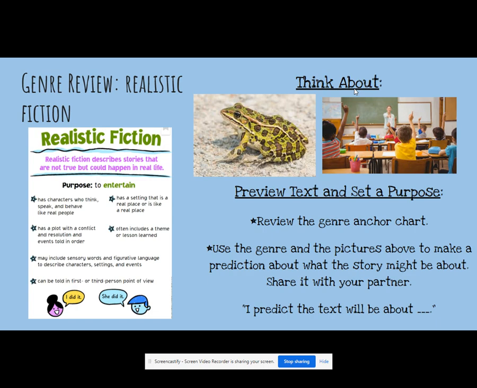Remember that this genre has the characteristics of fiction, so character, setting, a problem and a conflict, and a theme. So we're going to see that as we read, but it also sounds like it could be a real story. So I want you to look at the picture of the frog, and I want you to look at the picture of the classroom, and I want you to make a prediction about what you think this story could be about. Somehow these two pictures go with what we are going to read this week.